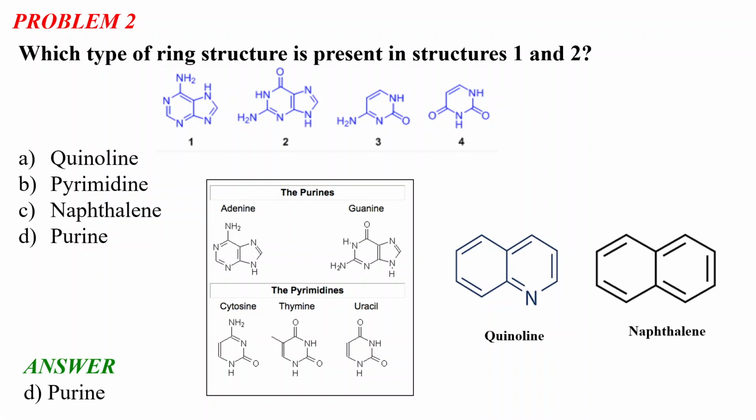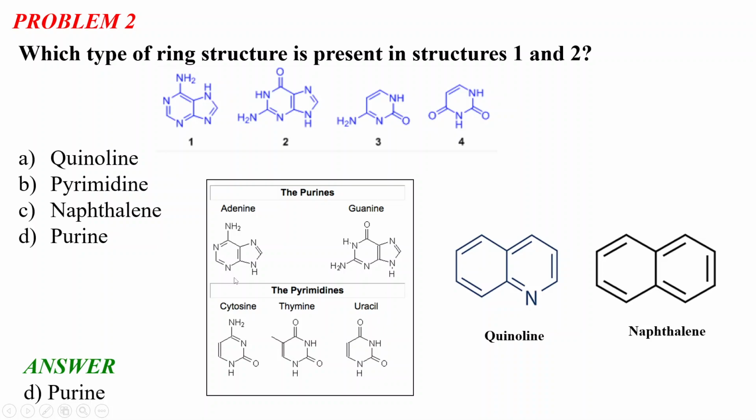So, the first one is adenine, and the second one is guanine. This is the cytosine, this is the thymine, and this is the uracil. And uracil and thymine, I think they are similar, only the methyl group is present or absent. Thymine is present in the DNA and uracil is present in the RNA. As we all know.